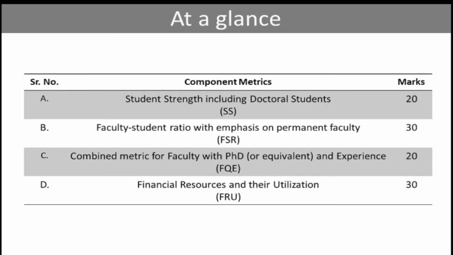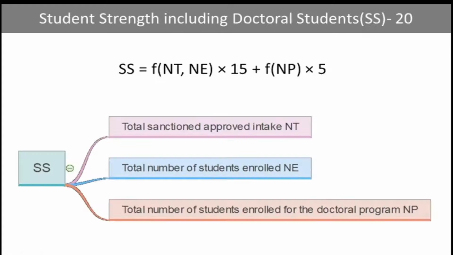Now this parameter includes four metrics: A, B, C and D. These four metrics are student strength including doctoral students, faculty student ratio with emphasis on permanent faculty, combined metric for faculty with PhD or equivalent and experience, and the fourth metric is financial resources and their utilization. These metrics have been allotted certain marks, and the marks are 20, 30, 20 and 30 respectively. Now we'll go through each of these metrics.